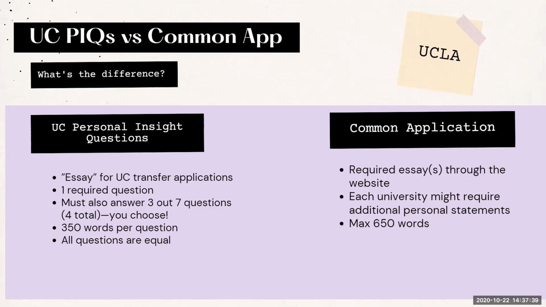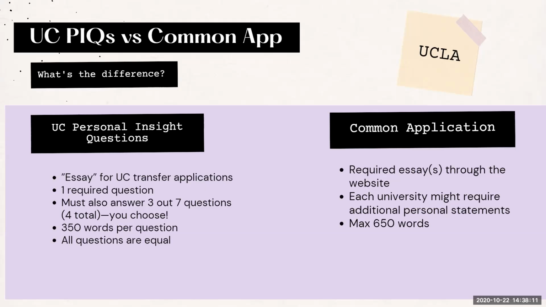One thing to keep in mind is that all the questions are created equal. So this means that the UC system does not prefer one question over the other. They really just want to get some insight into you as a student holistically, and they really want you to choose the questions that best fit you in order to get the best insight into whom you are.